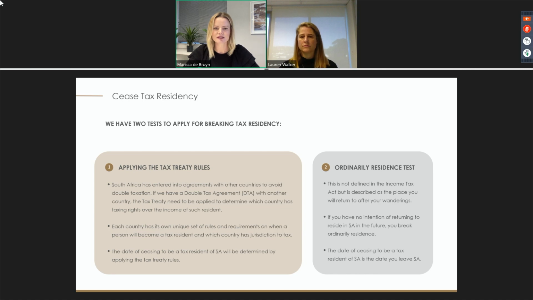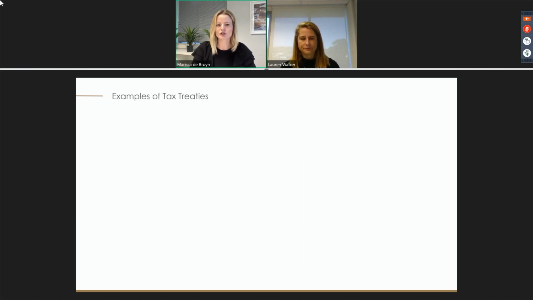Breaking tax residency on this test is quite important, because if you do break ordinary residence, then in the future, when it comes to your estate duty, your worldwide assets would be excluded from South Africa. It would only be if you have South African assets remaining. So it's very important to break tax residency in that way if you never have intentions of coming back to South Africa. So ordinary residence is based on your intention, whereas tax treaty is based on whatever the rules of that country are.